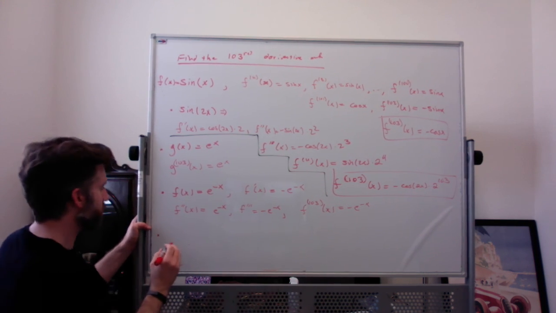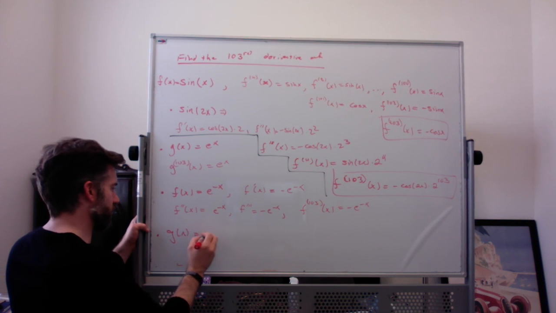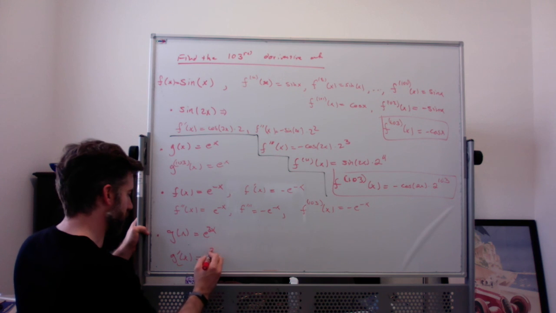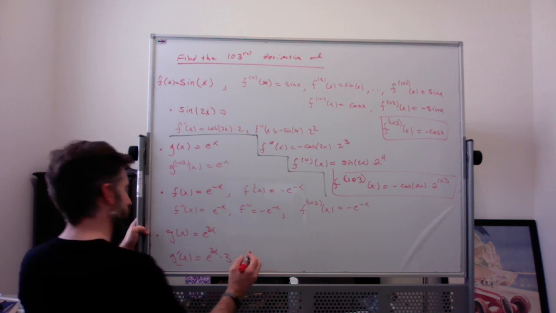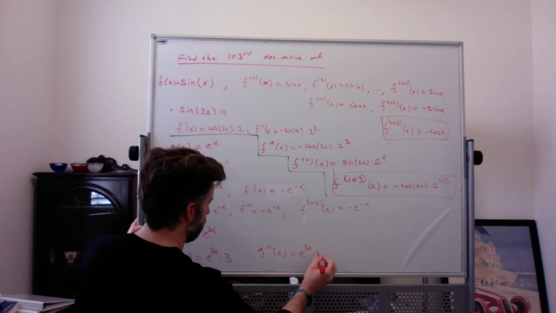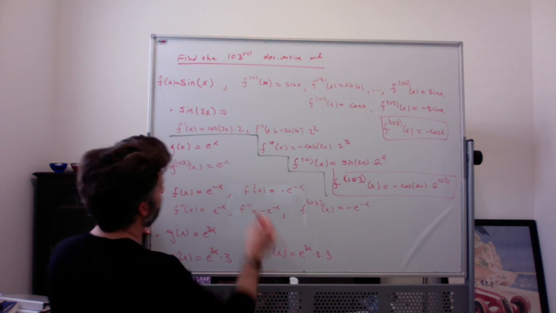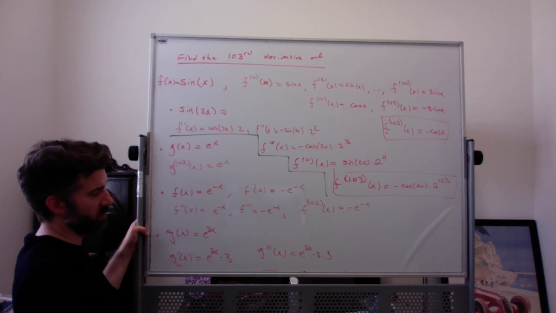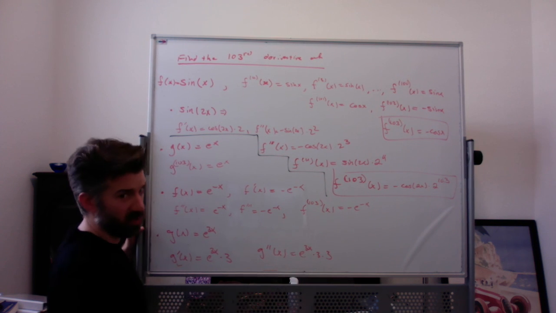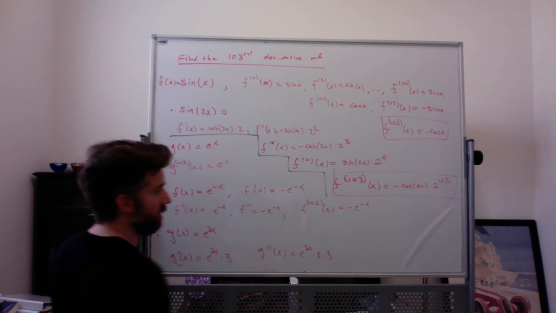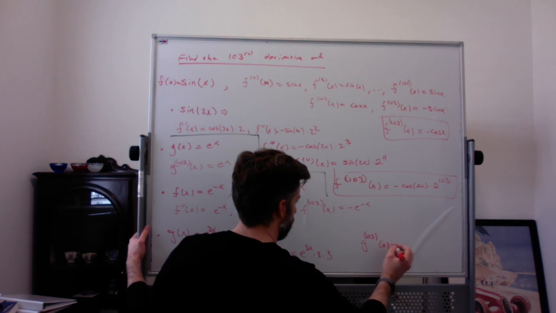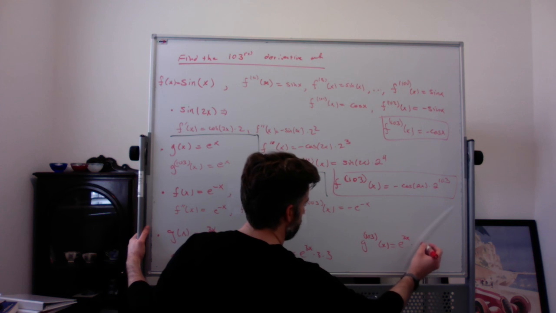Last one here. For g of x equal to e to the 3x, the first derivative is e to the 3x times 3. The second derivative is e to the 3x times 3 times another 3. So just like with the sine of 2x one, it looks like every subsequent derivative is going to multiply by 3. Sorry, the second derivative is e to the 3x times 3 squared. The third derivative would be e to the 3x times 3 cubed. And the 103rd derivative is going to be e to the 3x times 3 to the 103rd power.